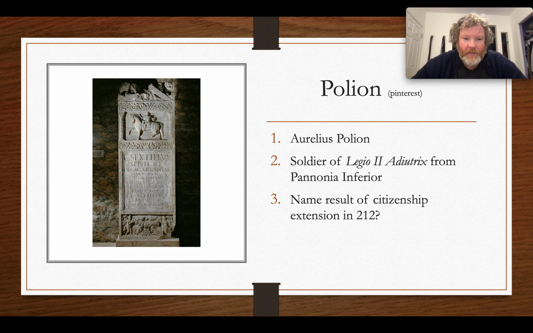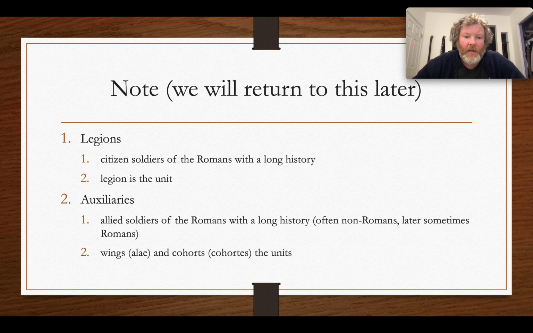In this particular case, I am looking at the approximate social origins while Aurelius Polion, one of the 3 main characters in the story of the Roman military, was alive. He was a soldier of the Legio Second Audiutrix from Pannonia Inferior, and his name might be down to the extension of citizenship. Now, the 2 main bodies of troops that I will focus this little video on are the legions and the auxiliaries. They had a long history, and we're going to come back to this.